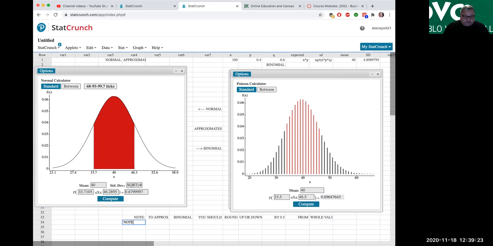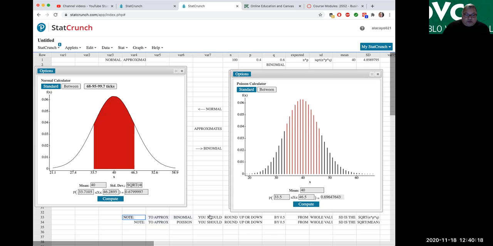Another note is that to approximate a Poisson model with the normal model, you should remember to use the roundup rule, but you should also remember that the standard deviation equals the square root of the mean in a Poisson, as opposed to the binomial, which is the square root of n times p times q.